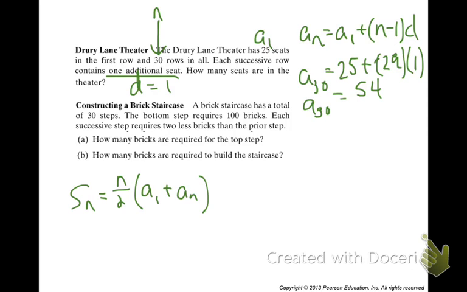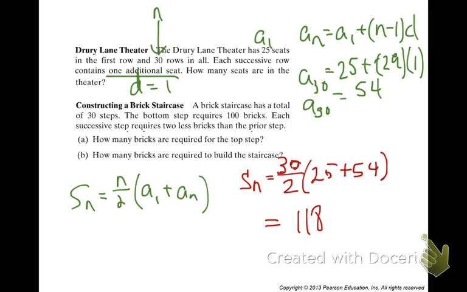Okay. Now let's put it all together. So our S n, what am I going to put again for the n? 30. A1 plus a n, how many seats? Yes, 1,185. So 1,185 seats. Very good.